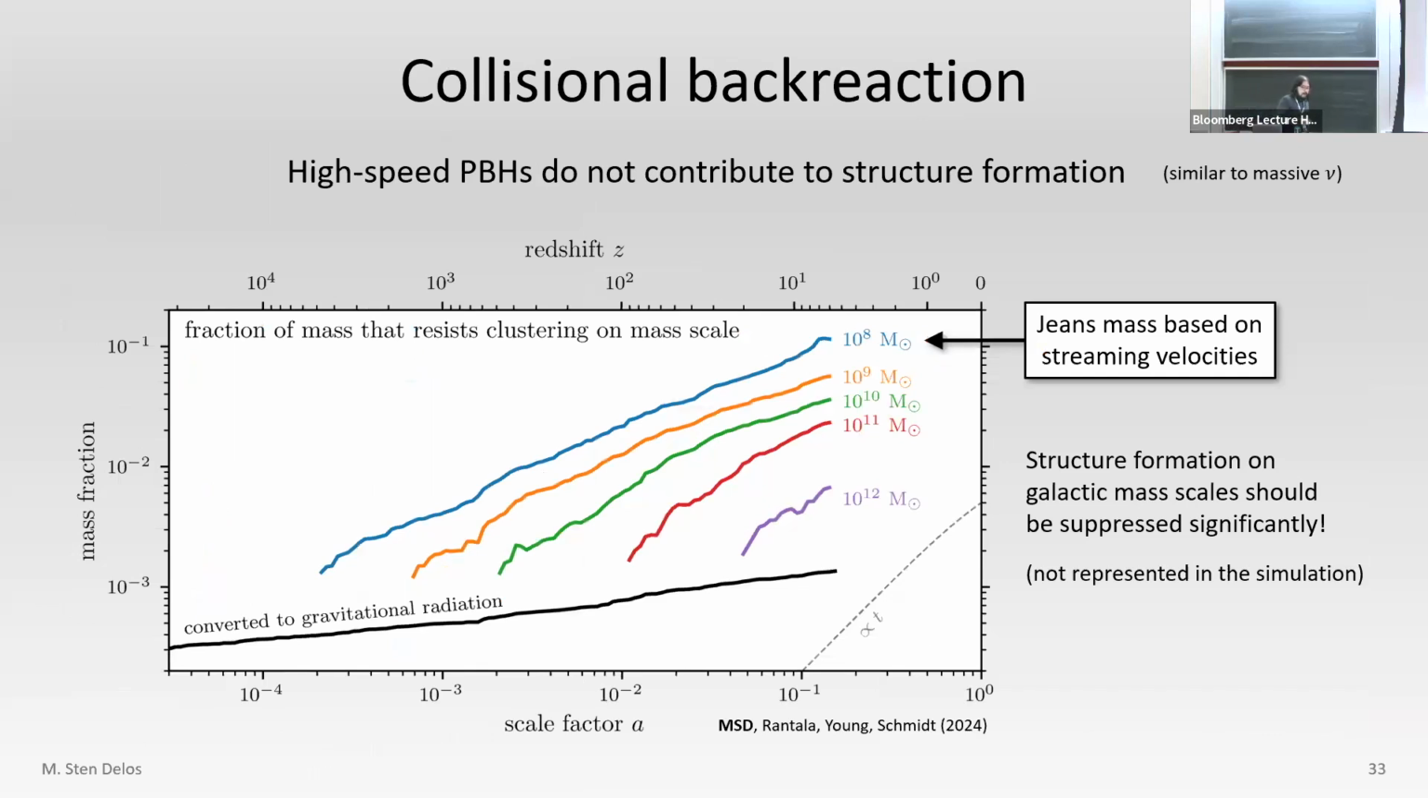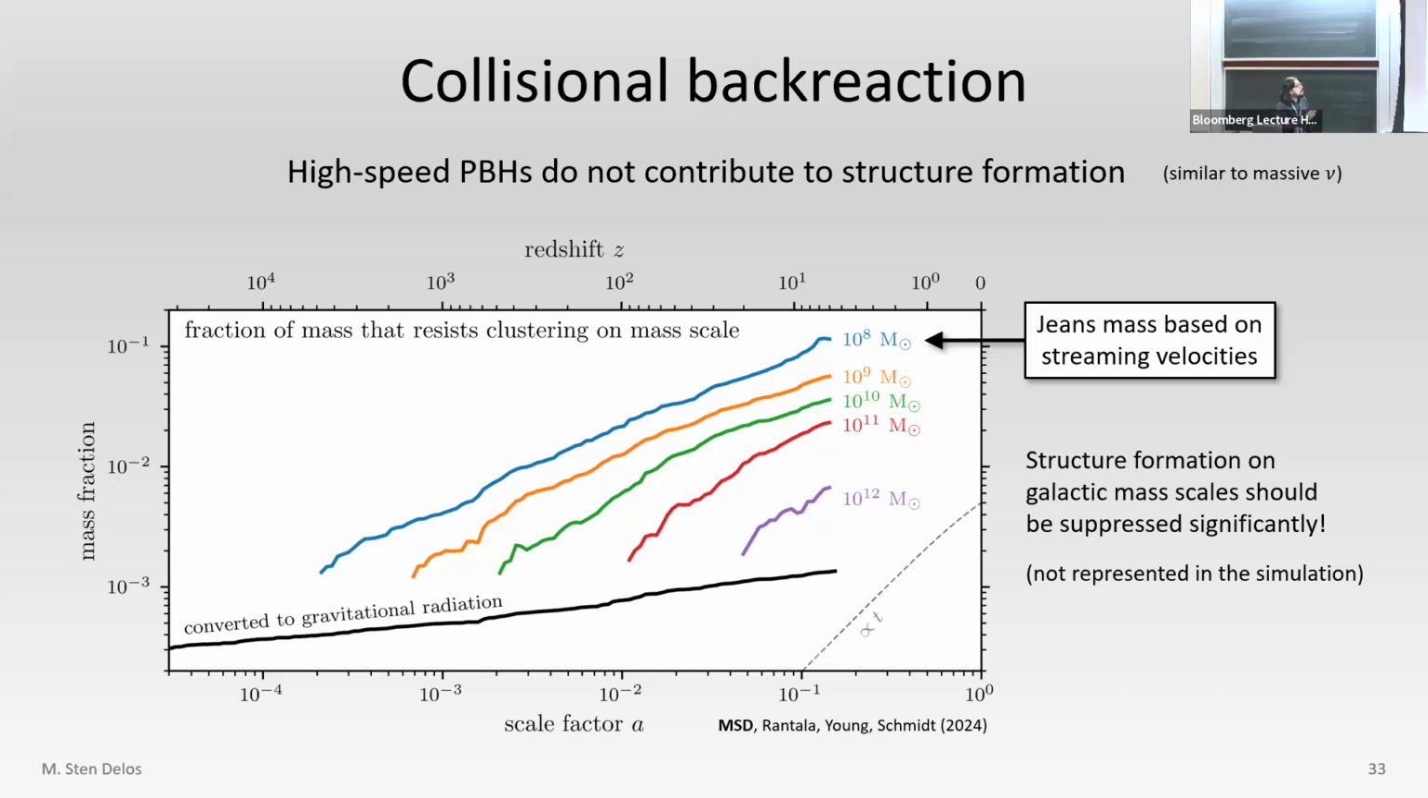So we can estimate what kind of mass scales should be affected by this component of hot dark matter by thinking about the Jeans mass, based on the streaming velocities that we find in the simulation. Roughly speaking, these are 10 solar mass objects, and systems scaled up to around 10 to the 10 solar mass are affected at the few percent level. Their growth rate should be affected. So the interactions between individual black holes are affecting structure on billion black hole scales.